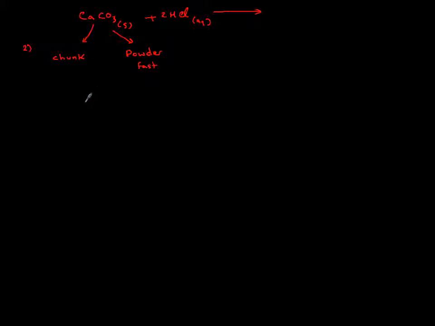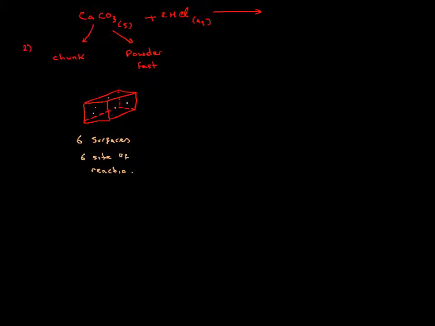To have a picture in mind, imagine you have a block of calcium carbonate like this, sort of a rectangular prism. Now if I ask you how many sides do you have, how many surfaces do you have, you would say 1, 2, 3, 4, 5, 6. So 6 surfaces or 6 sites of reaction.